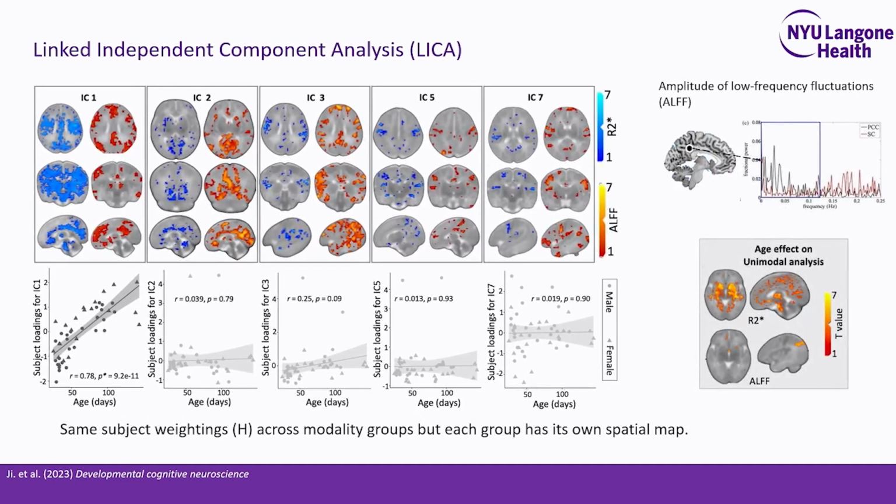We further explored whether there is a developmental effect across the components, and we see that significance only falls into the first component, which means both iron and ALFF increase in these regions as age advances. An interesting thing to note here is that if we look at the age effect with a unimodal analysis within either of them, we cannot see this picture.